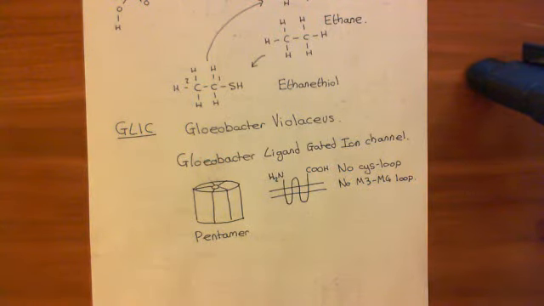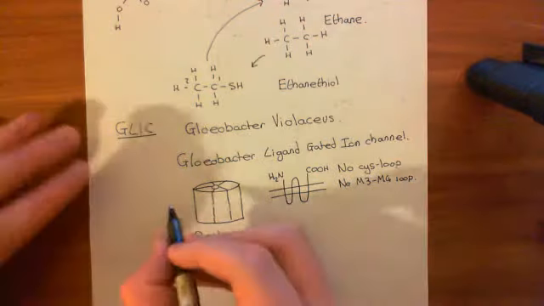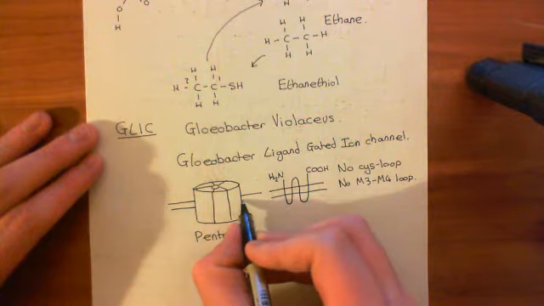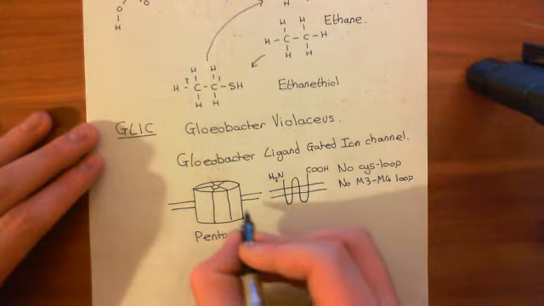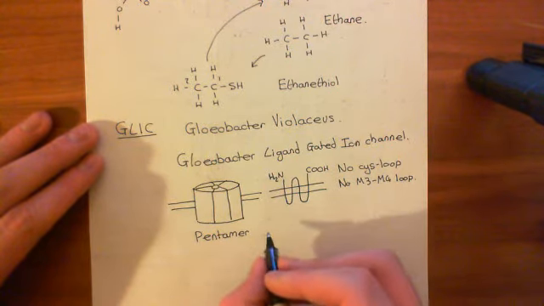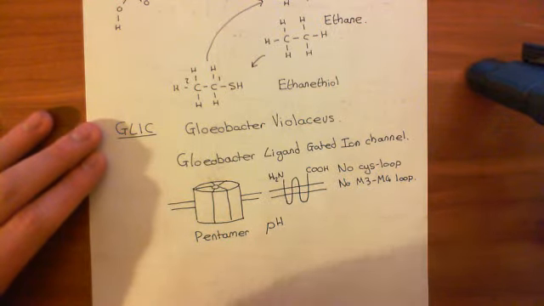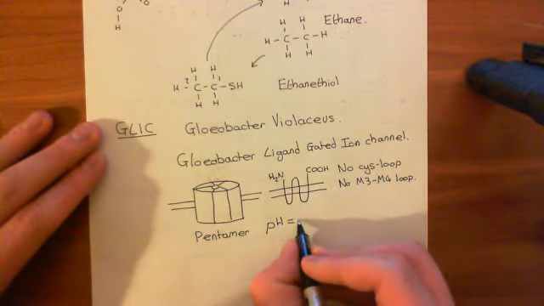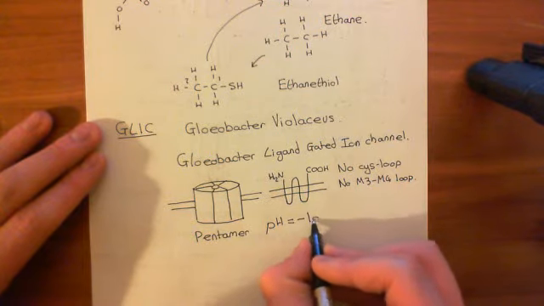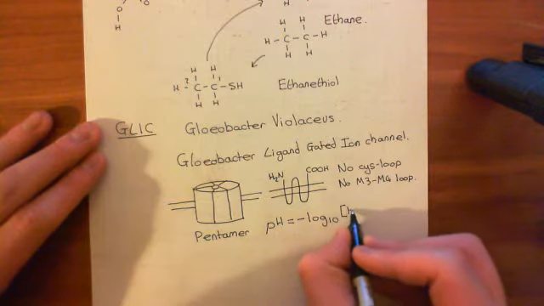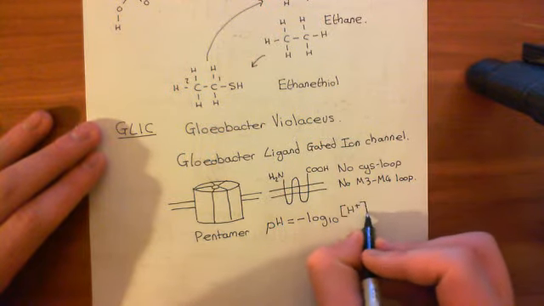Right, okay, so this channel is gated by pH. So here's the channel sitting in the phospholipid bilayer. And basically, if the pH intracellularly goes down, now remember what pH means. It is the negative log to base 10 of the proton concentration.